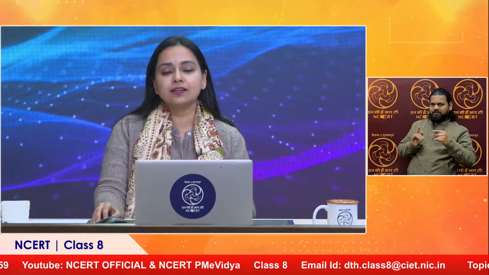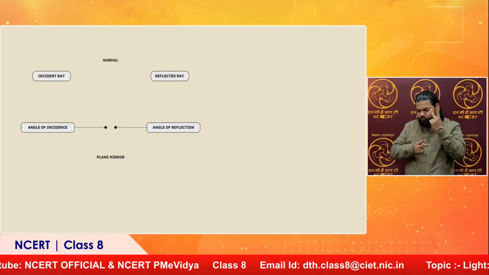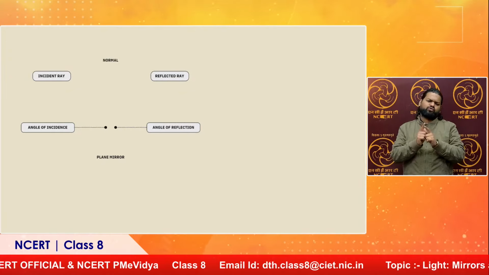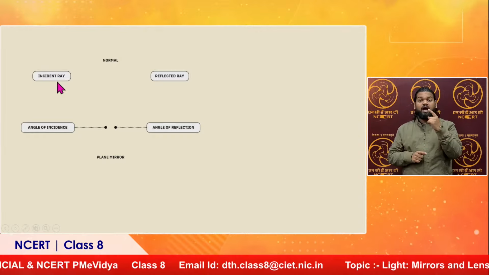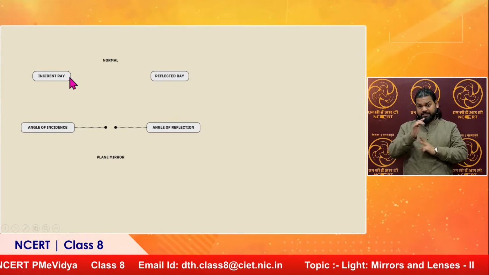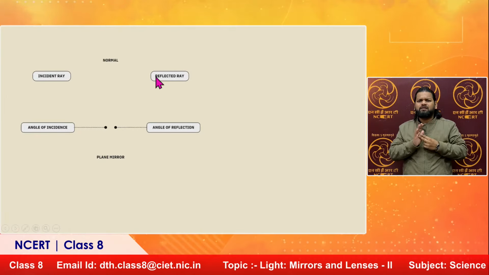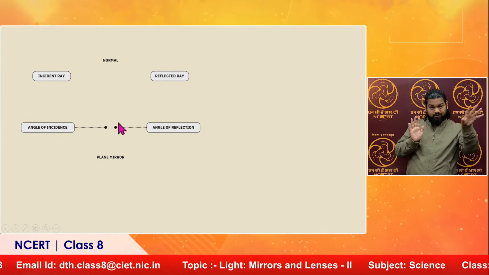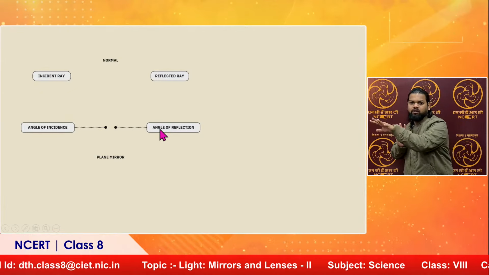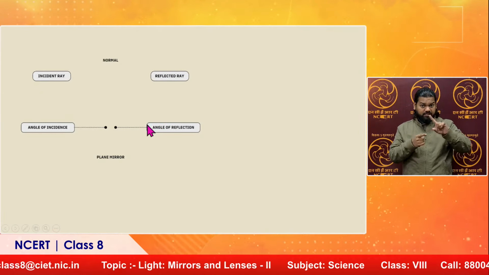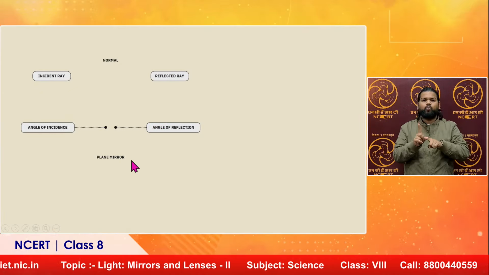So, ma'am, what happens when light falls on a mirror and what is reflection? We'll study this by using an activity, because it's more convenient to understand that way. Before that we need to be very thorough with these terms: incident ray, normal, reflected ray, angle of incidence and angle of reflection. All these terms are there on a plane mirror.